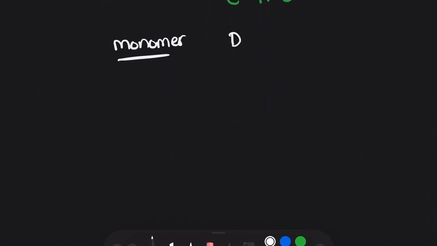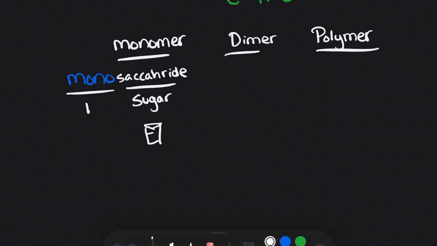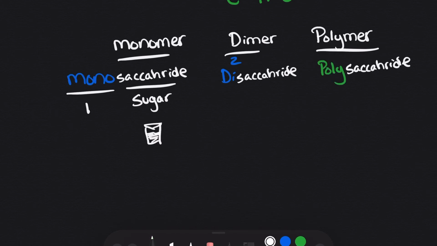Let's look at the monomers, the dimers, and the polymers for glucose, or for carbohydrates specifically. A monomer of a carb is called a monosaccharide. That means one sugar. Think sack of sugar you buy at the store. That's how I remember saccharide. A dimer was just two saccharides, so we call it a disaccharide. We're just adding a new prefix. And then a polymer would be a polysaccharide. So we have two sugars and we have many sugars.